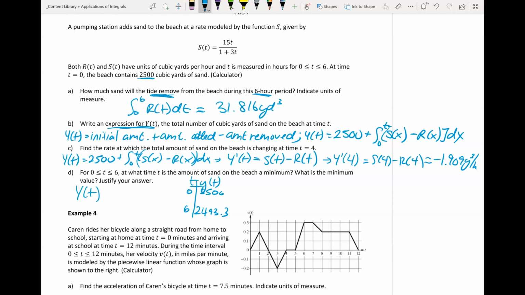So what you can do is put this into your graphing calculator and then press on the minimum part of it if you have a TI-84. If you want to do this in decimals, all you have to do is click on the minimum and you should get the time. It's going to be about 5.118, and the amount of sand is going to be 2,492.4 cubic yards. So your time is going to be about 5.118.